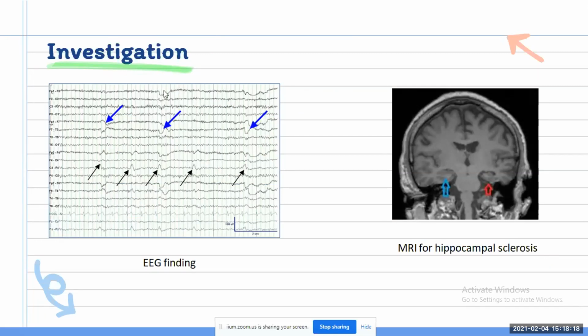Okay, this is an example of the EEG finding. In this graph, we can see the elevation or abnormality in a certain lobe of the brain, or we can see in the MRI the lesion that affects the brain.